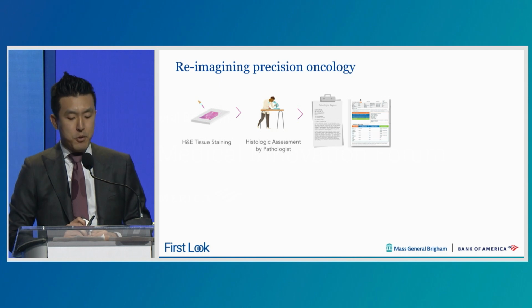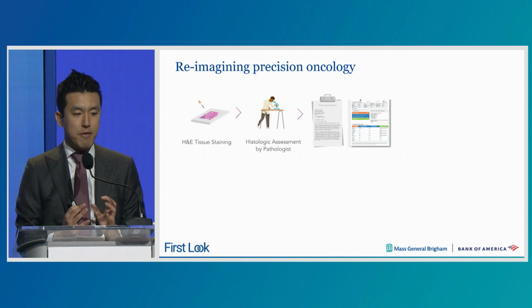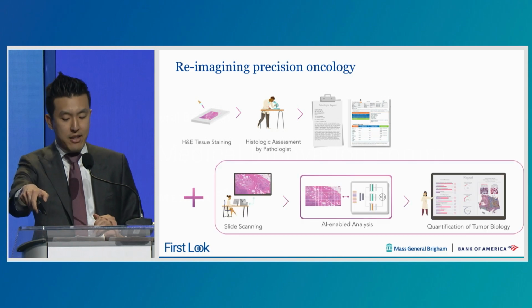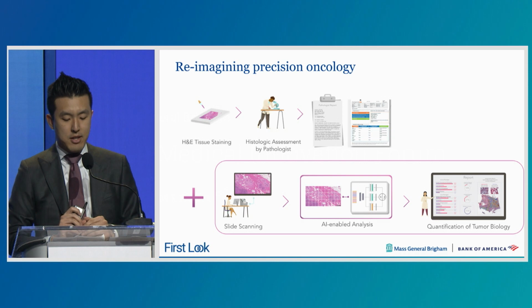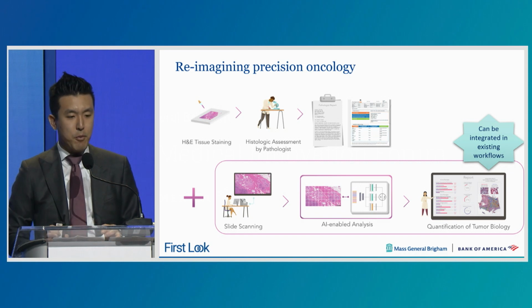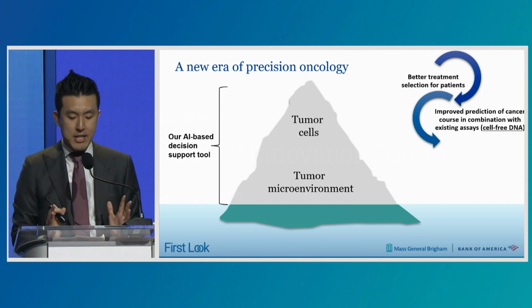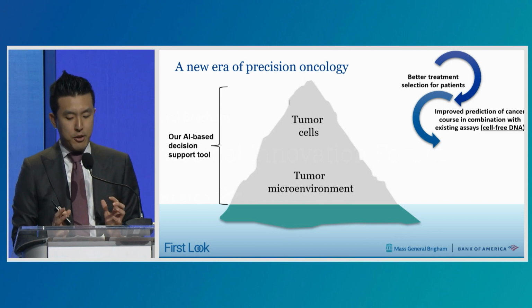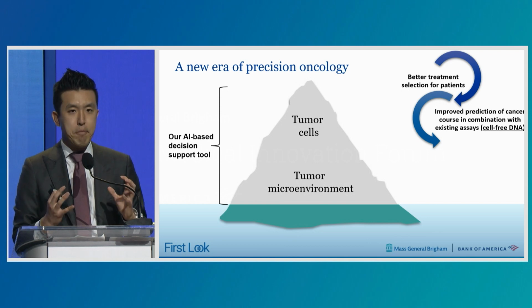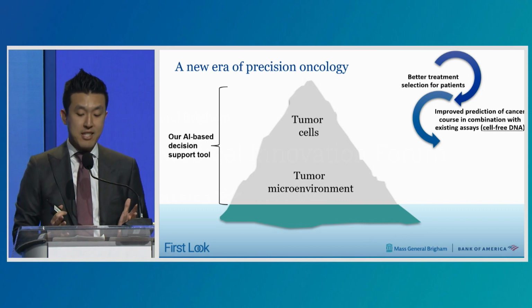So what we propose, in addition to the existing pipeline, is taking the H&E slide that's already created as part of standard of care and scanning this, and then letting our AI tool do the rest. This can be pretty easily integrated in existing workflows, as slide digitization is an active effort within hospitals. So imagine the new possibilities for precision oncology with our tool that captures a more complete picture of tumor biology. In addition to better treatment selection for patients, another possibility is to pair this tool with existing assays.